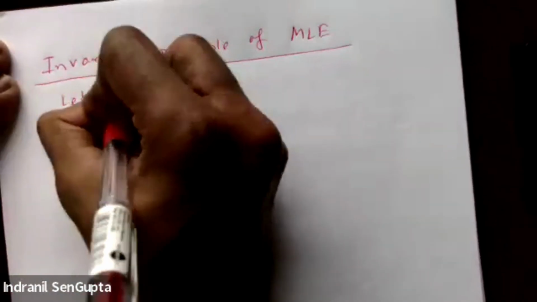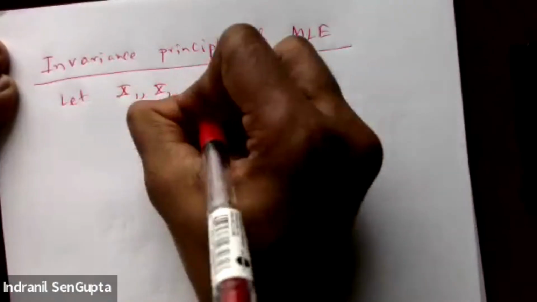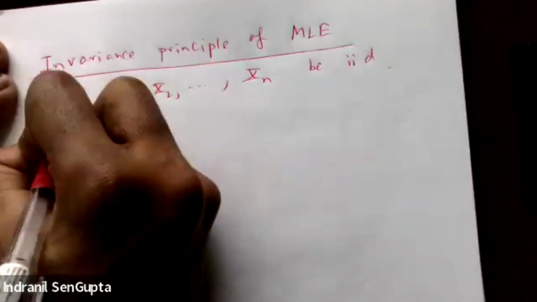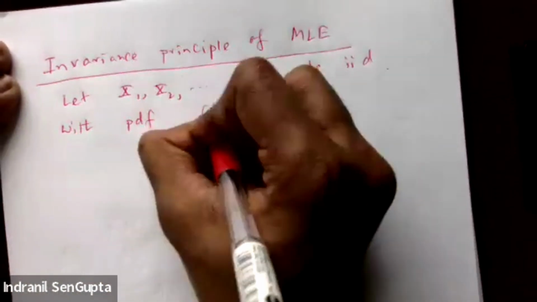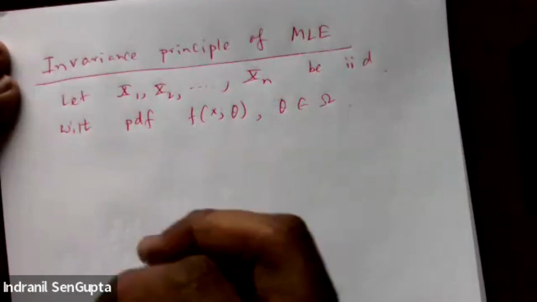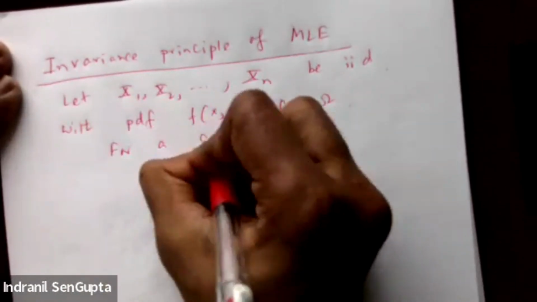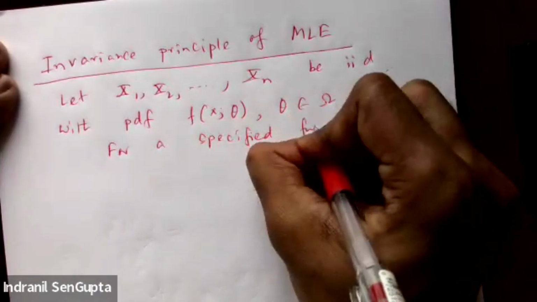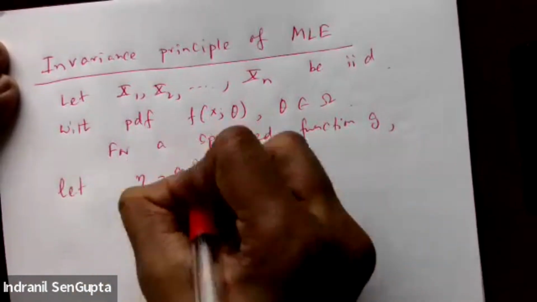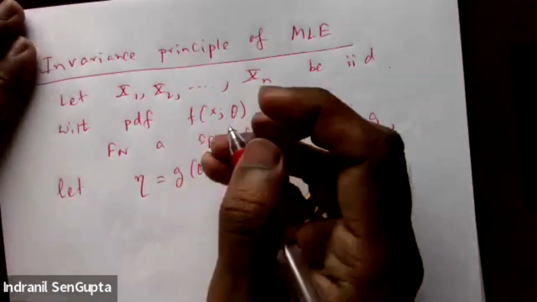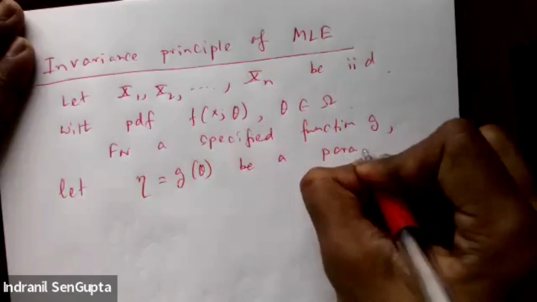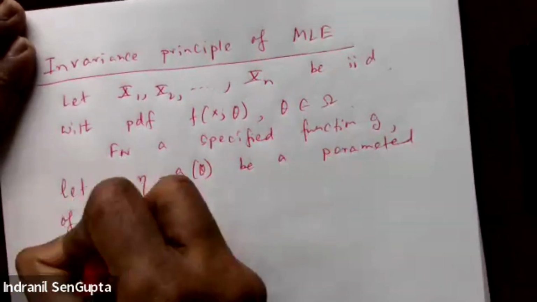Let x1, x2, all the way up to xn be IID with the PDF f(x; theta) with theta in omega. For a specified function g, let us define eta equals g of theta to be a parameter of interest.